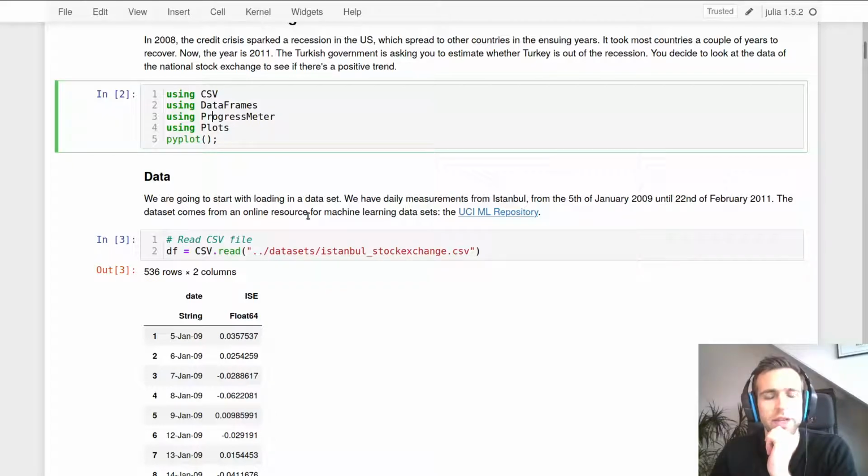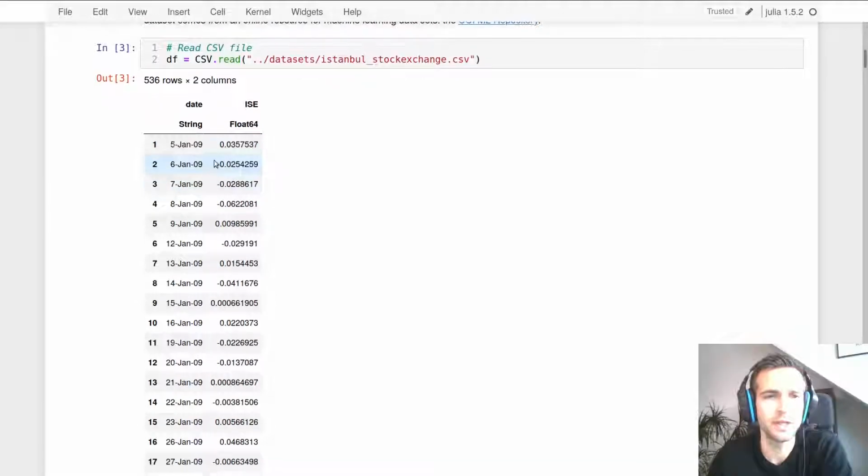So this is actually a data set from an online bank of data sets. It's called the UCI ML repository. We have daily measurements from the Istanbul Stock Exchange from the 5th of January 2009 until the 22nd of February 2011. So you can see that here we have a series of dates and we have the closing value of the ISE for that particular date.